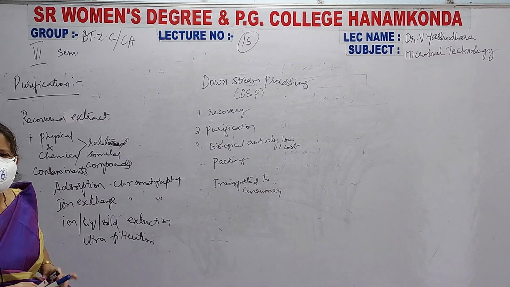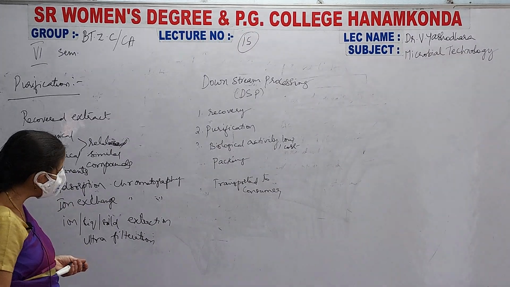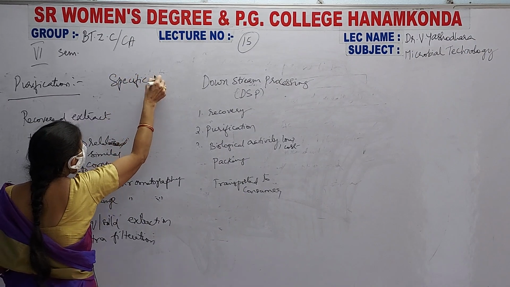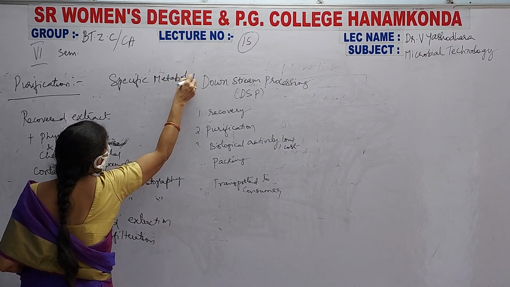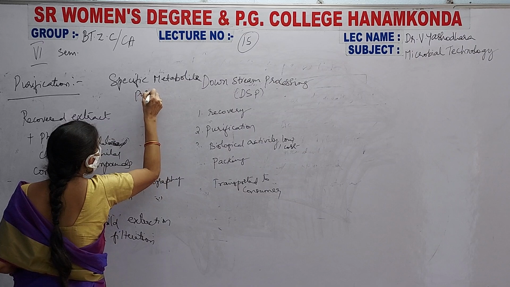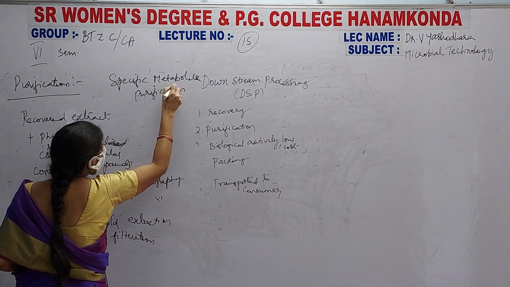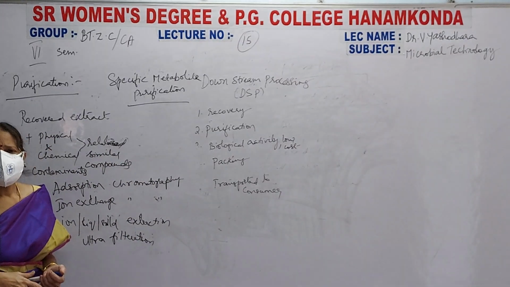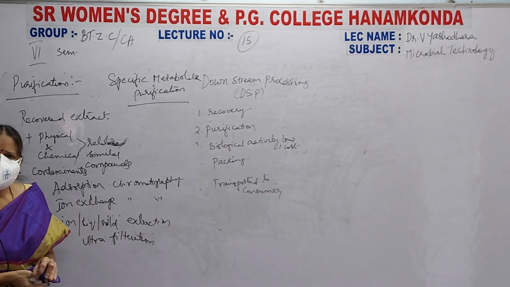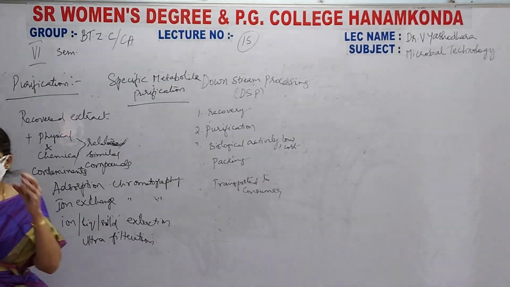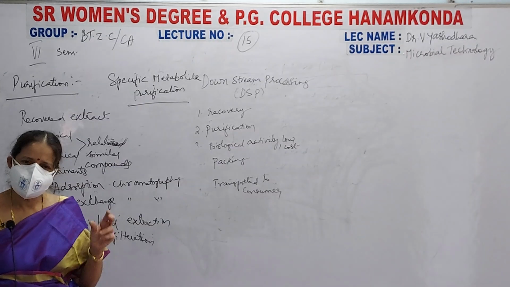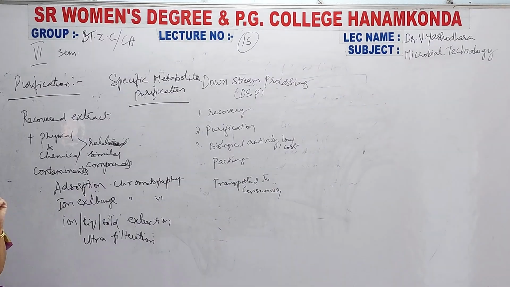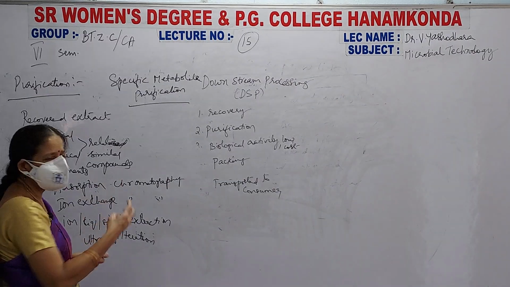This is about the first step in purification. Coming to the second step in purification, specific metabolite purification. Some of the producers or manufacturers are very much interested in a particular product, and that metabolite should be purified. That means a specific metabolite is collected as a product and it should be purified.